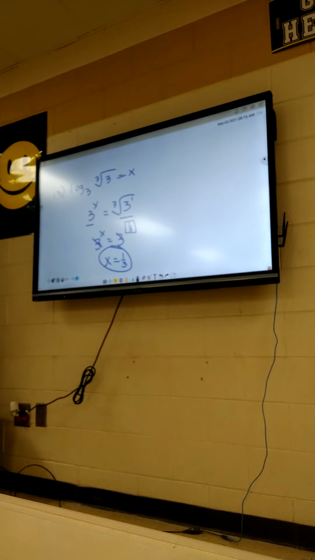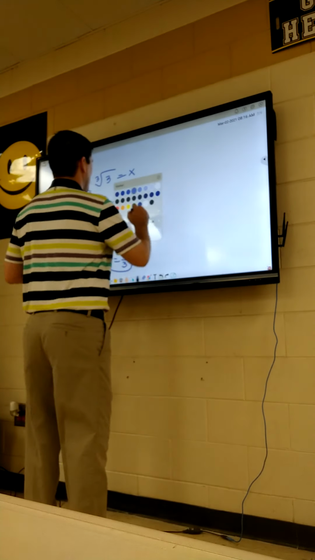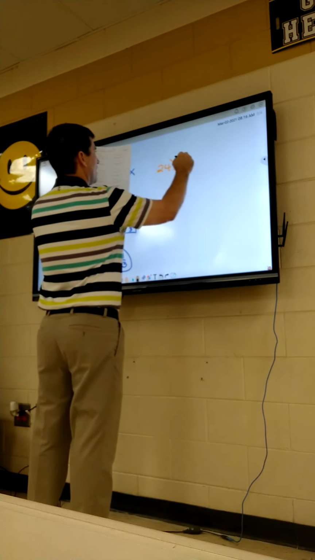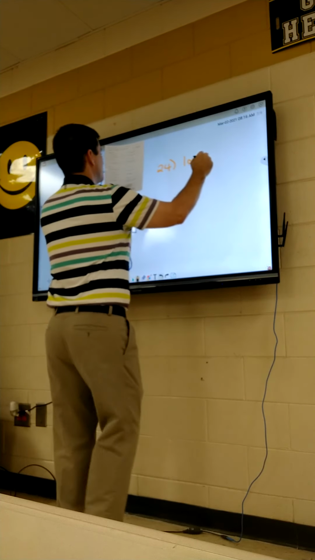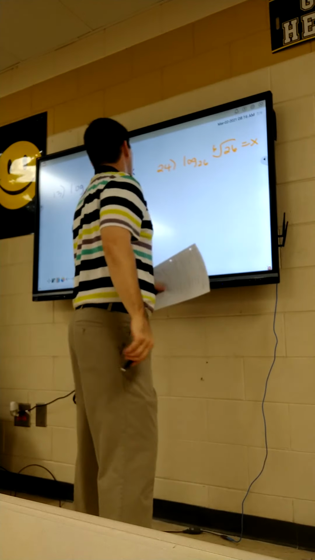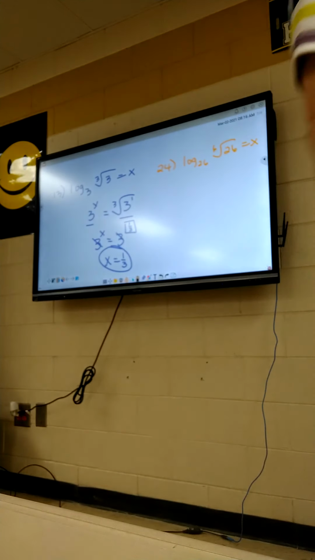All right, let's see if there's any other ones with the square roots. Hey, 24 looks kind of funny. Let's try 24. I don't know if it's hard or not. I got log base 26, 6 root of 26 to the x. You guys try that one.